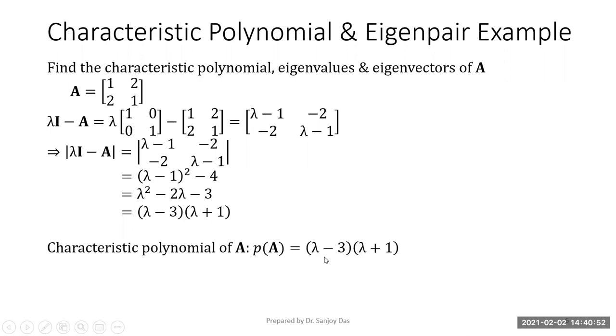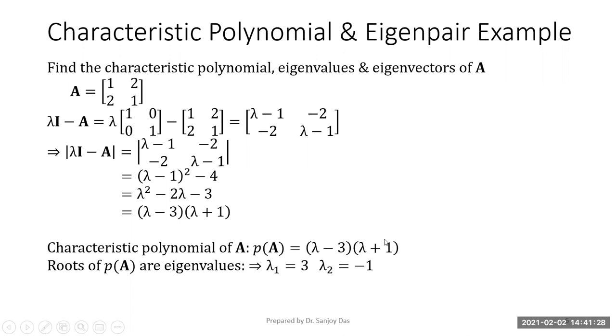So this is the characteristic polynomial. I jumped a little ahead. This is the characteristic polynomial of the matrix. And since this must be singular, the solutions are where lambda minus 3 times lambda plus 1 must be 0. That gives two values: lambda 1 equals 3 and lambda 2 equals negative 1. So these are the two eigenvalues of the matrix A.